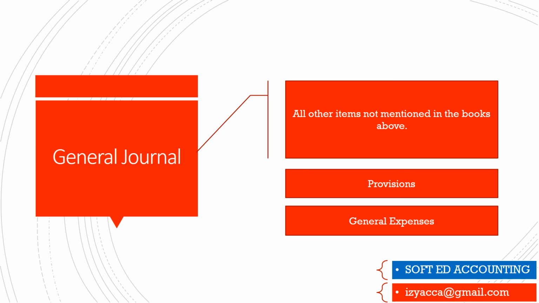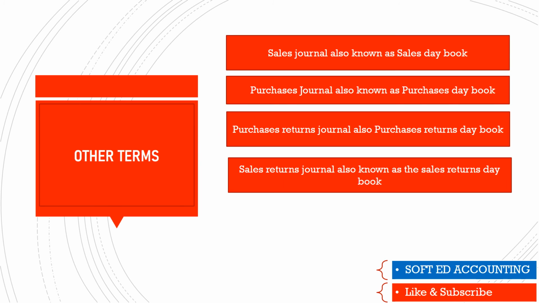Well, so these are the books we have. These are the other terms which may be used in calling these books. The Sales Journal is also known as the Sales Day Book. The Purchases Journal is also known as the Purchases Day Book. The Purchases Returns Journal is also known as the Purchases Returns Day Book. The Sales Returns Journal is also known as the Sales Returns Day Book.